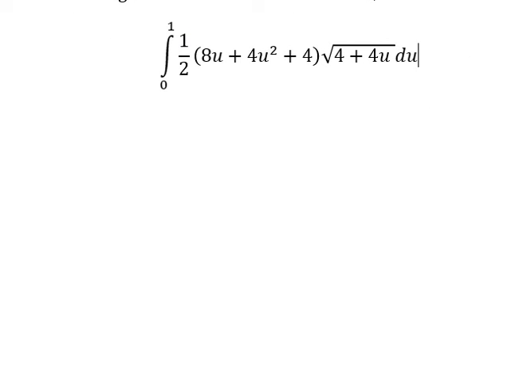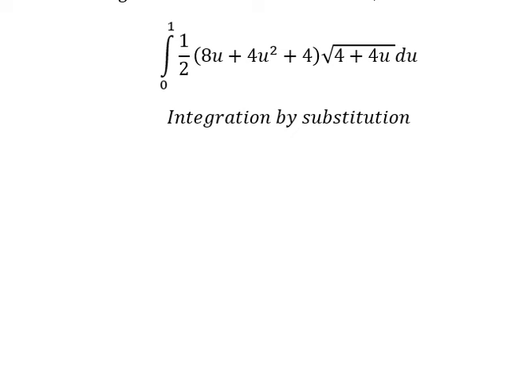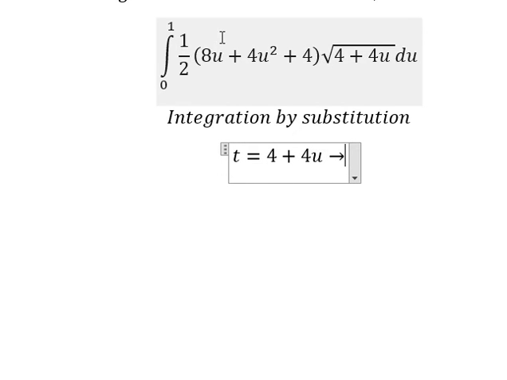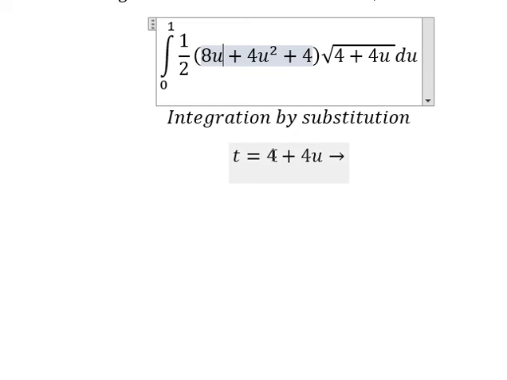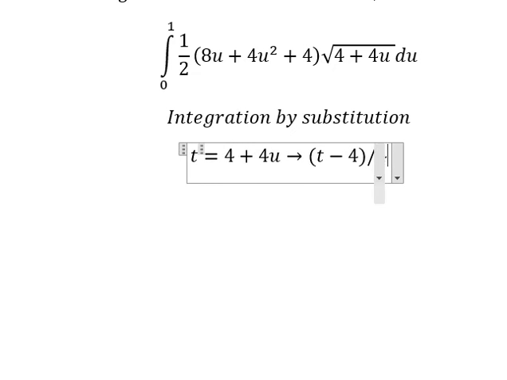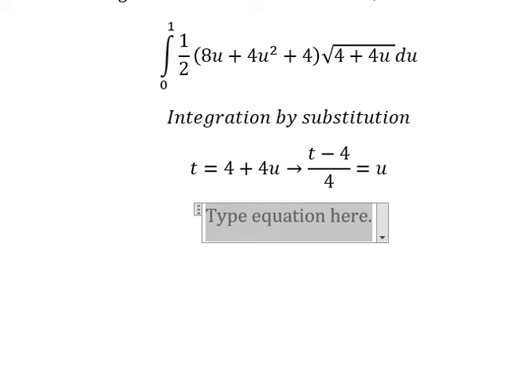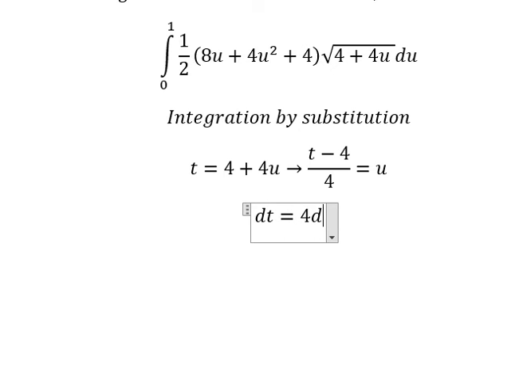Next, we need to use integration by substitution again. So I will put t equals 4 plus 4u. Because we have u here, I will move the 4 to the left, and we divide both sides by 4. Next, we first take the derivative of both sides, and we have dt equals 4 du.